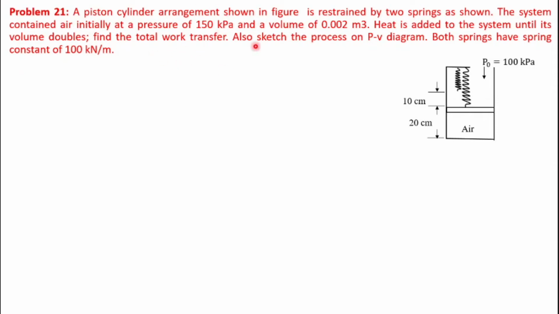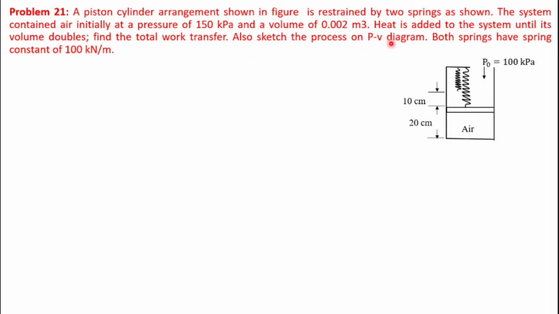This is one of the best numericals of work transfer from thermodynamics chapter 2, and the question is like this. A piston cylinder arrangement shown in the figure is restrained by two springs. There are two springs. The system contains air initially at a pressure of 150 kilopascal and a volume of 0.002 cubic meter. Heat is added to the system until its volume doubles. Find the total work transfer.